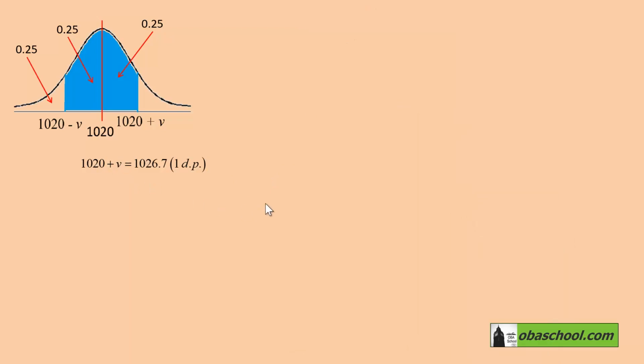So just subtract 1020 from both sides, and we find that V is 6.7.